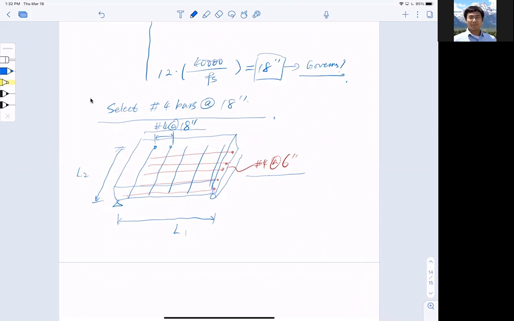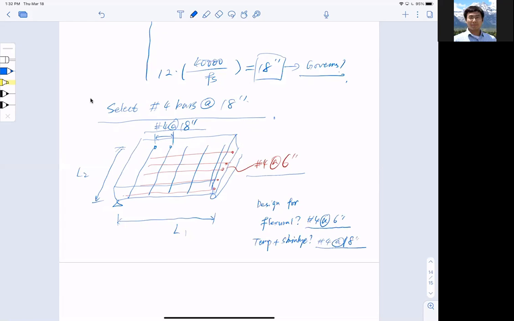So for example, I may ask, what is the design for? Just saying, okay, design for flexure, right? And I give you a fill in the blank. I need you to write something like number 4 at 6 inches. What is for temperature and shrinkage? I would expect you to write number 4 at 18 and justify the process, and that's it.